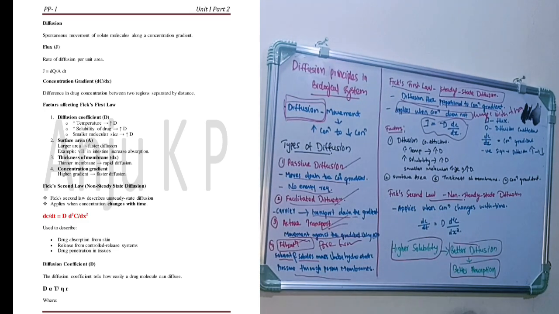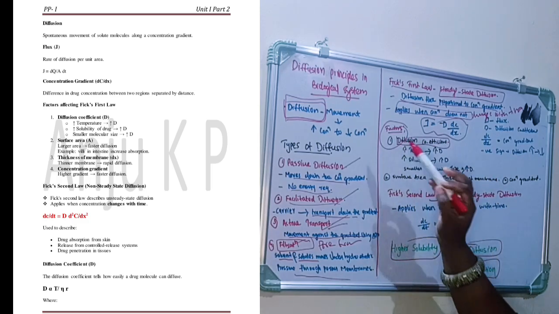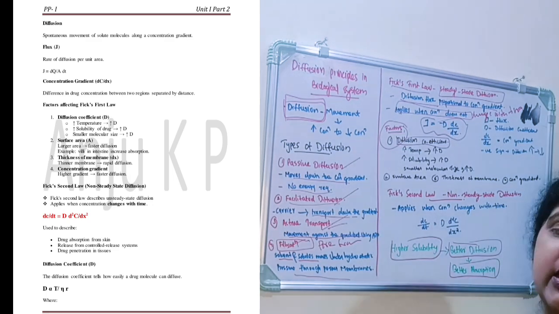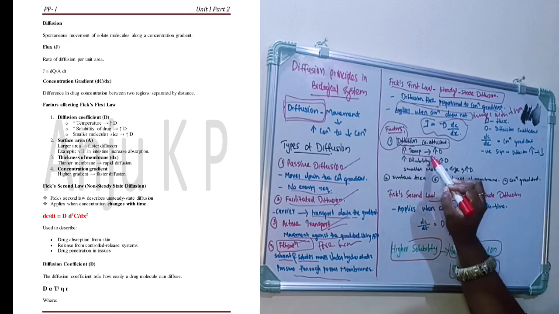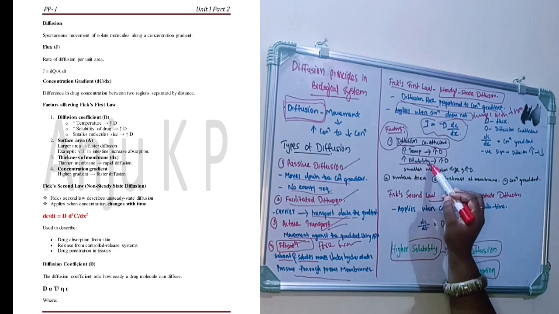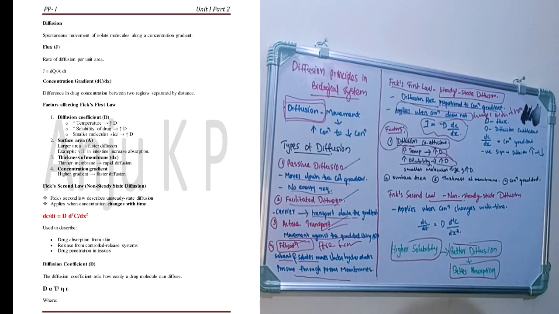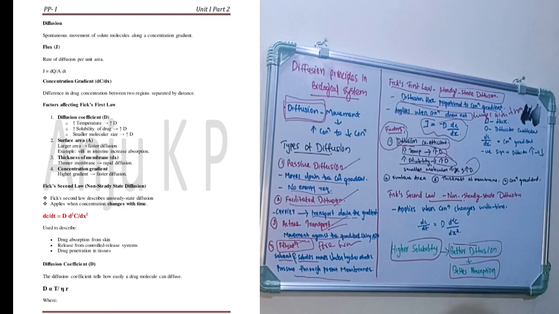Next, what are the factors affecting Fick's first law? The first is the diffusion coefficient. The diffusion coefficient tells how much diffusion is taking place. If we increase the temperature, the diffusion coefficient also increases. If we increase the solubility, the diffusion coefficient also increases. If we reduce the molecular size, the diffusion coefficient also increases.